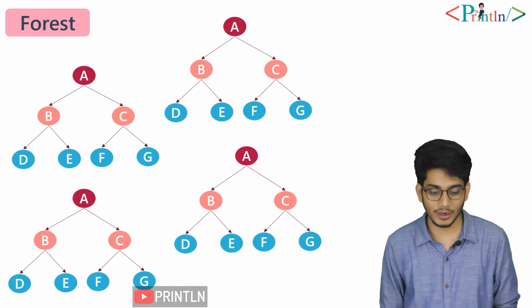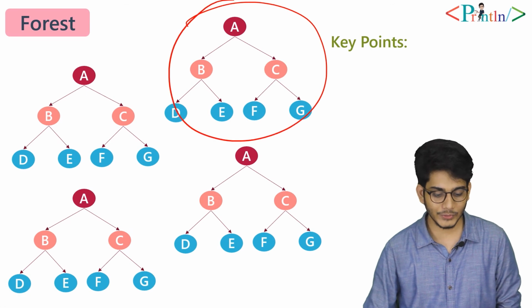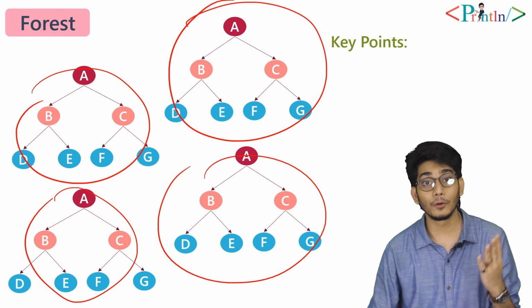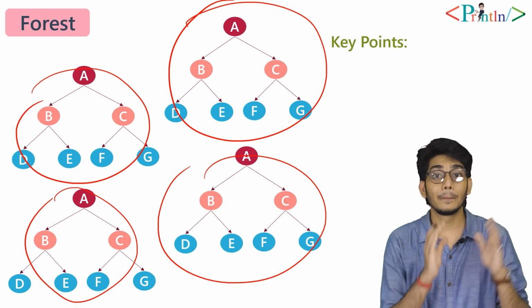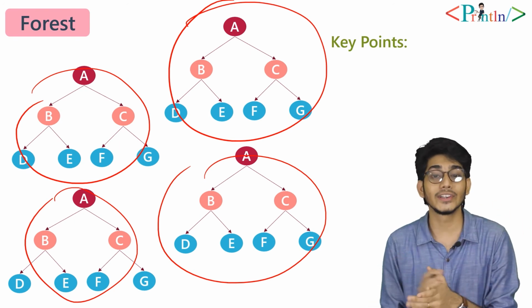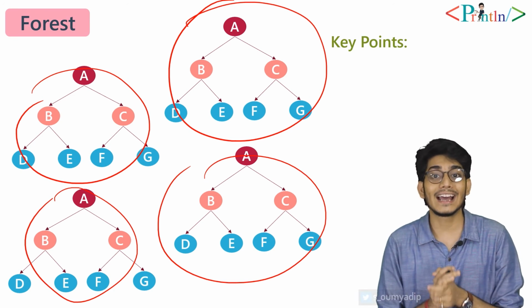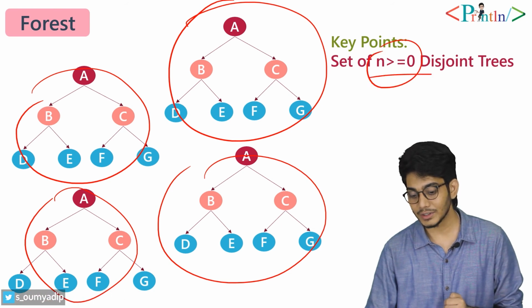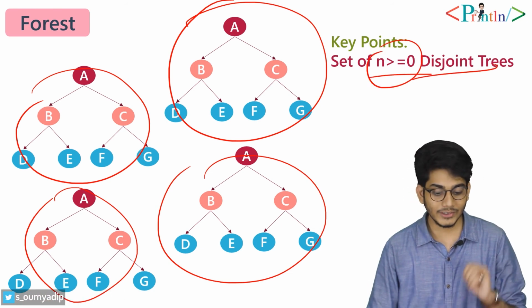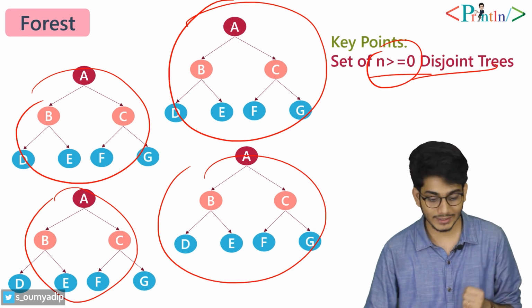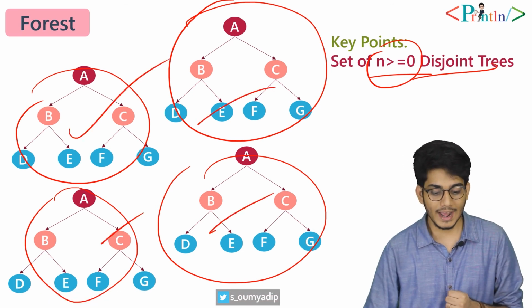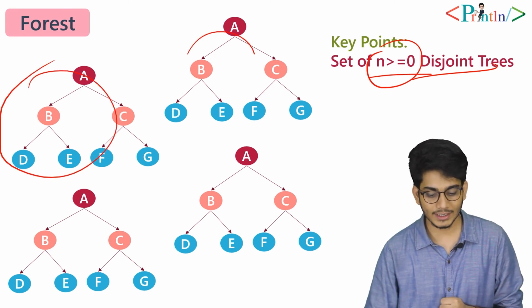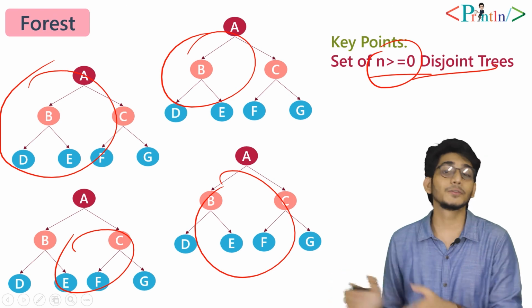Now we'll talk about the forest. You can see that there are many trees: 1, 2, 3, 4. We have 4 trees. If we have multiple disjoint trees, then we can say that this is a forest. A forest is a set of n greater than or equal to 0 disjoint trees. How many trees do we have? We have 4 trees here: 1, 2, 3, 4. And there are no connected components, so all the trees are separated. This is what a forest is.